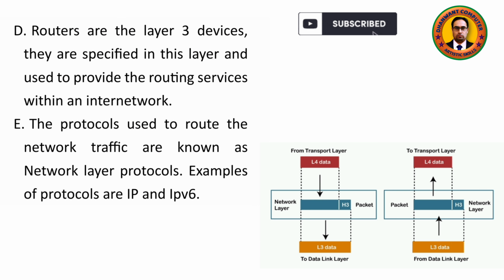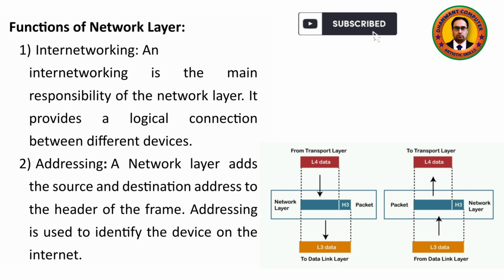Routers are the layer 3 devices. They are specified in this layer and used to provide the routing services within an internetwork. The protocols used to route the network traffic are known as network layer protocols. Examples of protocols are IP and IPv6.